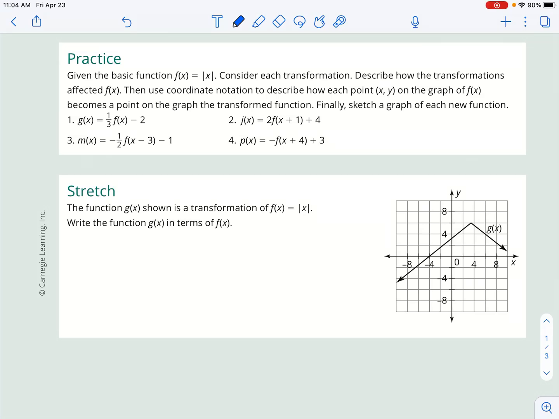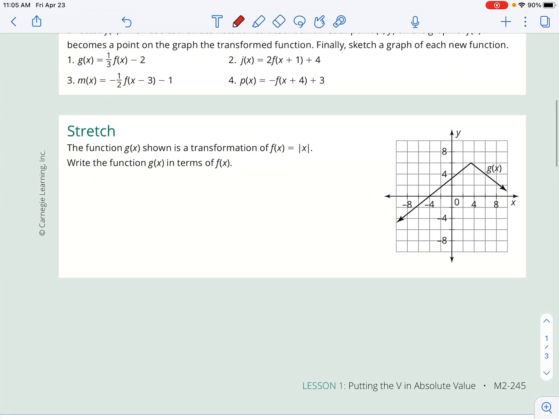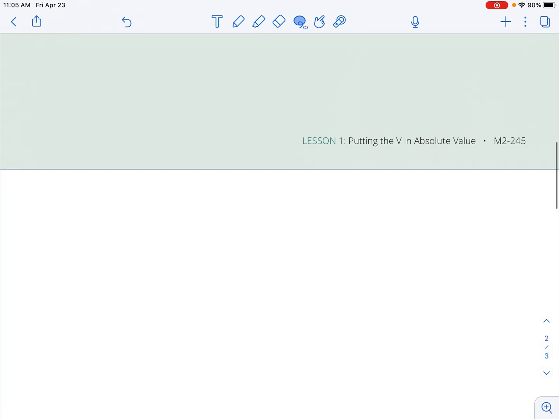All right, practice 1 through 4. Let's go ahead and talk about describing the sketch. All right. Number 1. Let me just grab those actually, since I'm going to do them down there. Copy.